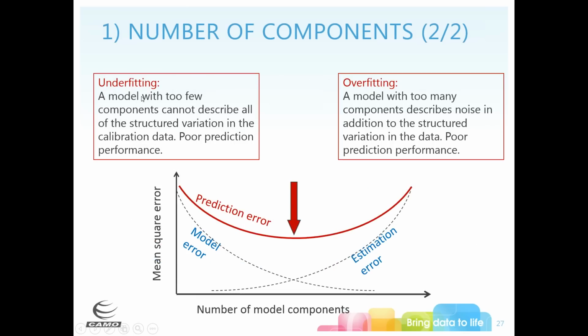So you have to be careful. You don't want to use too few components, because then you're going to underpredict and it doesn't describe all of your data well, and you'll have poor prediction. You also can get into the place of overfitting. A model with too many components will describe the noise in addition to the structured variation in the data, and that also gives you poor prediction performance. So you really have to play around to get your sweet spot. And that sweet spot is different depending on what your data is and what information you are trying to get out.